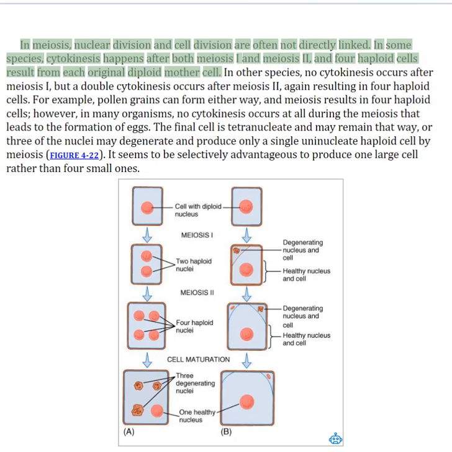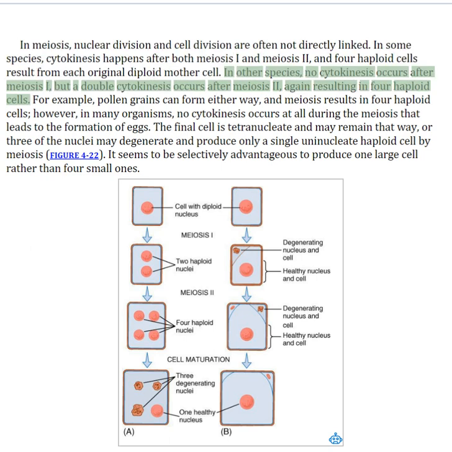In meiosis, nuclear division and cell division are often not directly linked. In some species, cytokinesis happens after both meiosis I and meiosis II, and 4 haploid cells result from each original diploid mother cell. In other species, no cytokinesis occurs after meiosis I, but a double cytokinesis occurs after meiosis II, again resulting in 4 haploid cells.